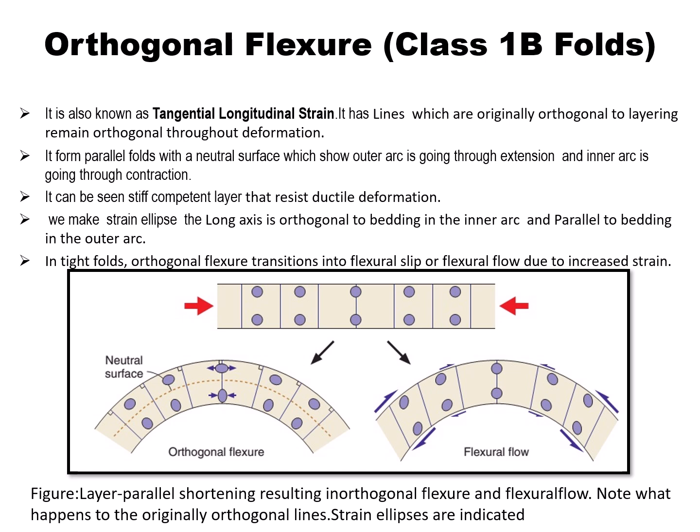In tight folds, orthogonal flexure transitions into flexural slip or flexural flow due to the increased strain. From the image we can see how orthogonal flexure and flexural flow can be formed.